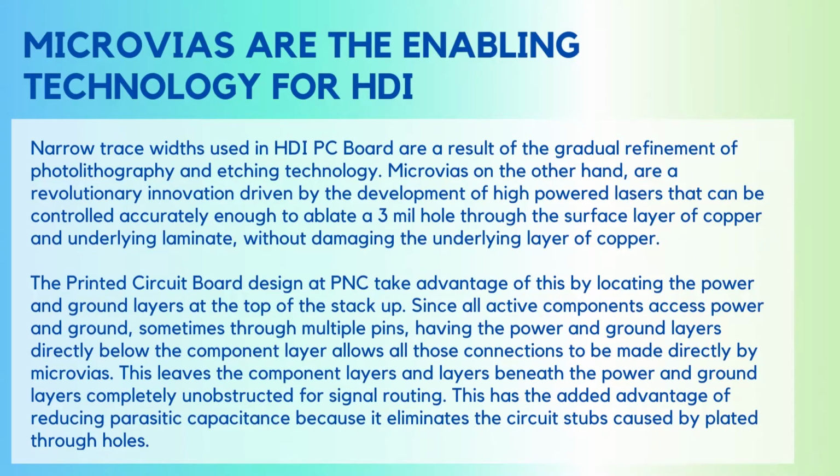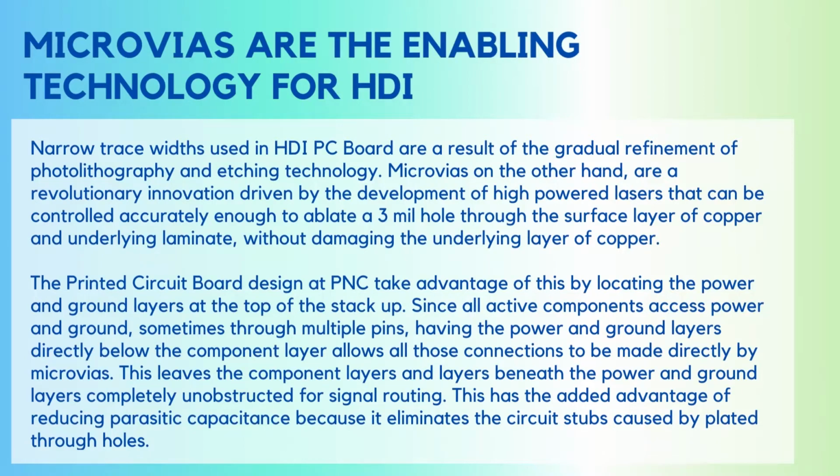The printed circuit board design at PNC takes advantage of this by locating the power and ground layers at the top of the stack-up. Since all active components access power and ground, sometimes through multiple pins, having the power and ground layers directly below the component layer allows all those connections to be made directly by microvias. This leaves the component layers and layers beneath the power and ground layers completely unobstructed for signal routing.